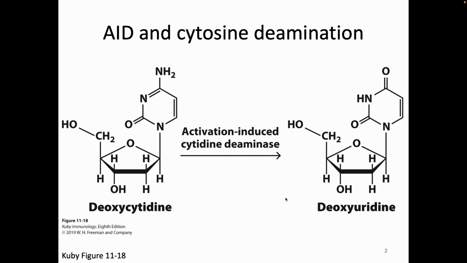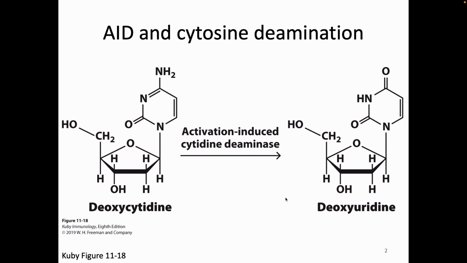And you can see the action of AID here. So AID is an enzyme that acts on cytidines. And you can see a structure of cytidine here. So you've heard of cytidine before. What's cytidine? Cytidine is the C in DNA. So this is your C in DNA, okay?